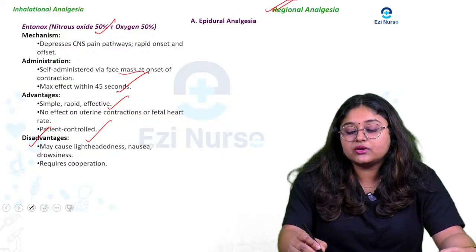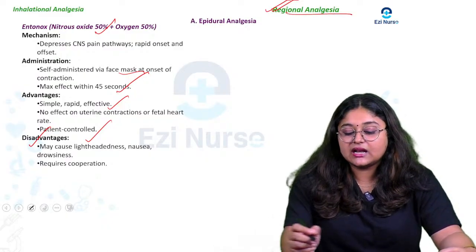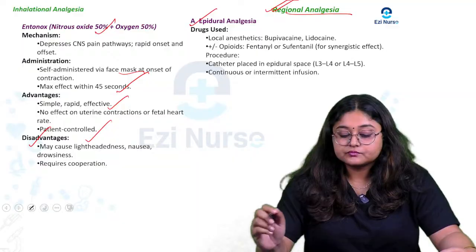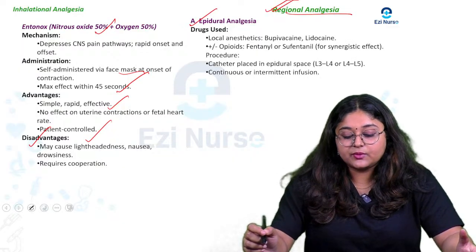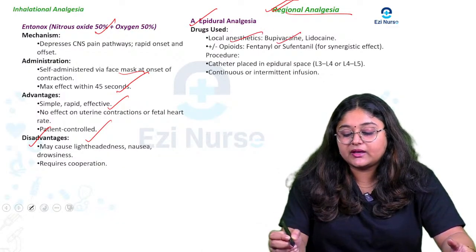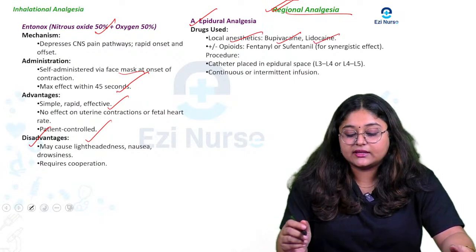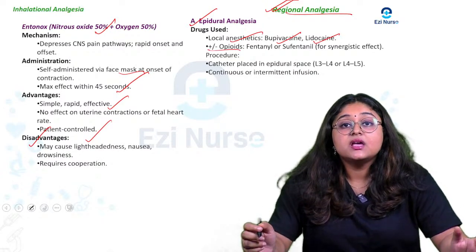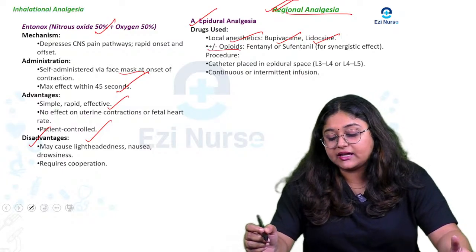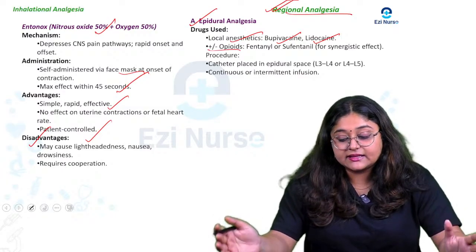Now come to regional anesthesia. In regional analgesia, first is the epidural. So what drugs might be used? Local anesthetics like bupivacaine as well as lidocaine. Next is plus or minus opioids. In that, fentanyl or sufentanil for the synergistic effect.